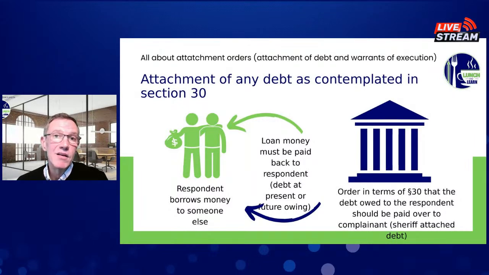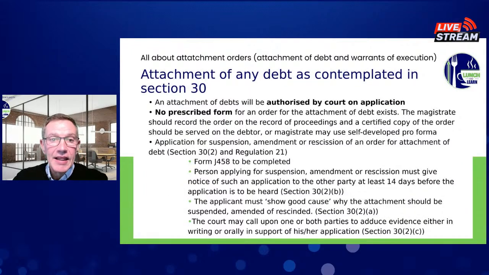And he had to get 1.5 million rand worth of services, that invoice. We could, in that instance, make use of Section 30 to attach the debt that was owed to him in terms of services that he provided, in order to pay the money over to the complainant. So that is also possible, and that is the situation where one would use that. That is basically the attachment of debts.